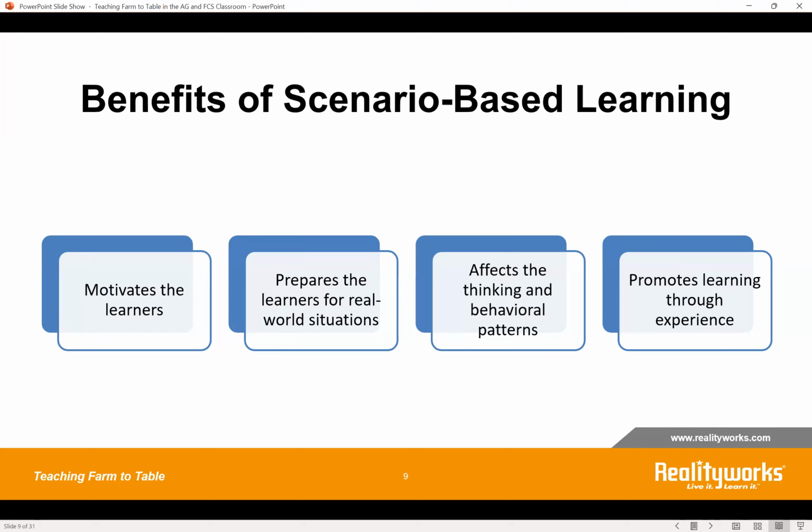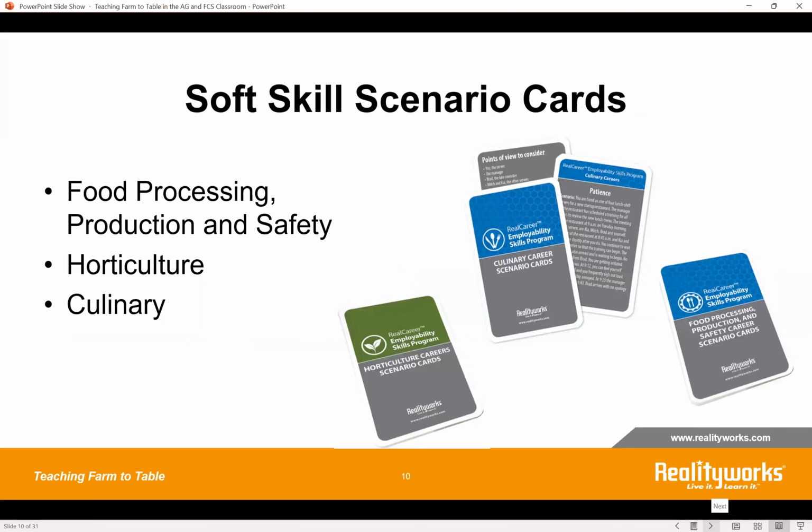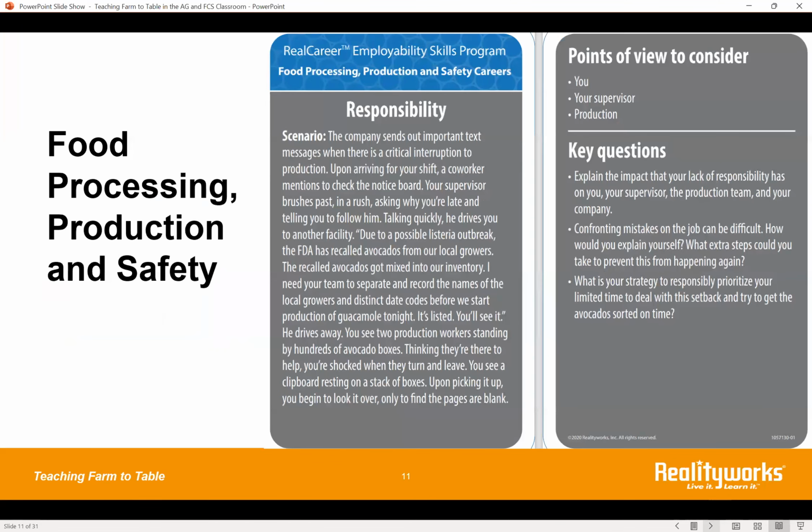So to share a little bit about it, we have three different areas we're going to talk through. The first one is food processing, production, and safety. Then we'll talk about horticulture, and we'll finish up with a culinary one. In the first one, the food processing, the whole focus of this one is responsibility. Our cards give a scenario that walks through the company sending out an important text, and it's a critical interruption to the production. What are you going to do about it? It gives you the scenario, gives you all the details that you're going to need, and then you flip the card over and it starts giving you different ways to look at this scenario.